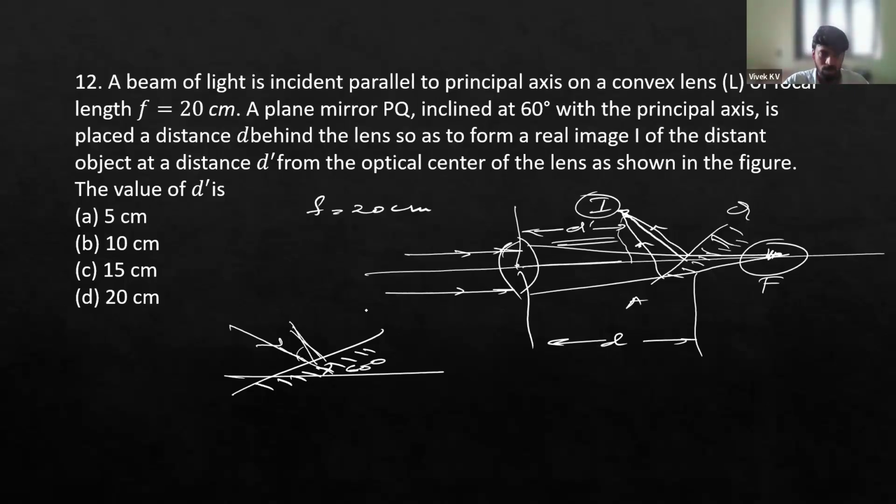So using this, we can actually calculate the distance of the image I dash as d equal to 10 centimeters. So the correct option will be 10 centimeter, option B, is the value of the image that is being formed. Moving on to the next question.